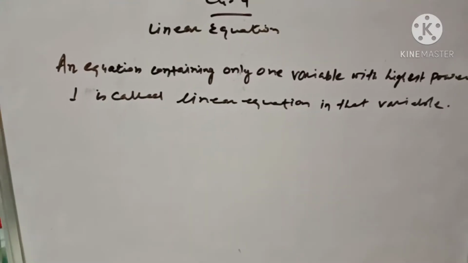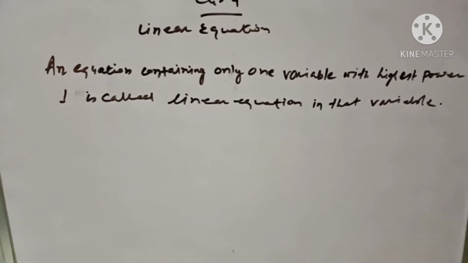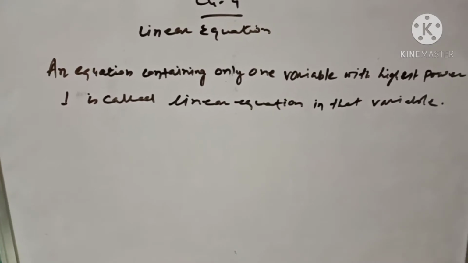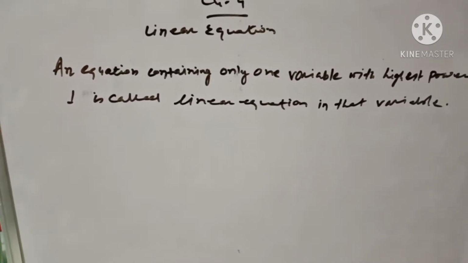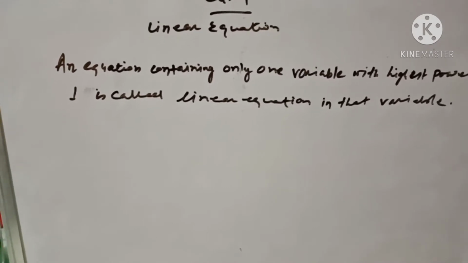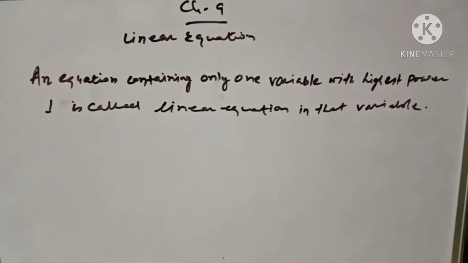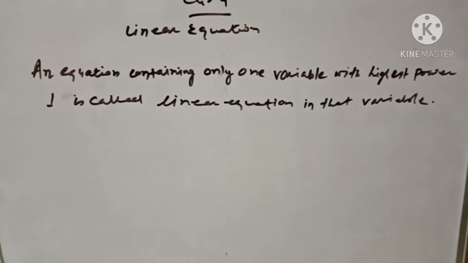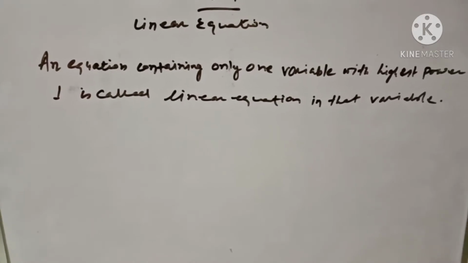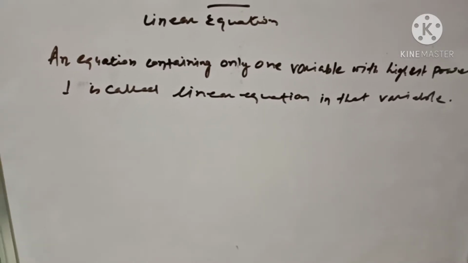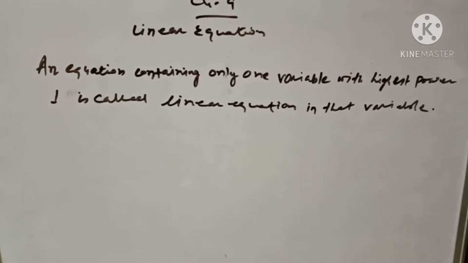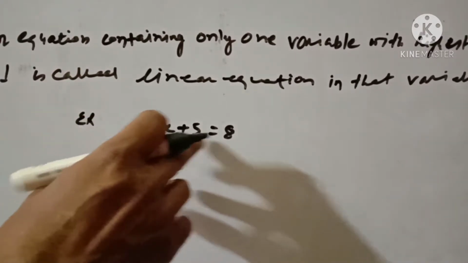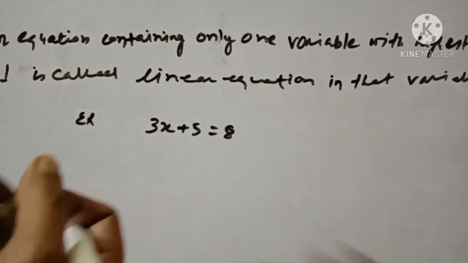Chapter 9, linear equations. First of all, we have to know what we mean by a linear equation. An equation containing only one variable with highest power 1 is called a linear equation in that variable. In the study material, I have already sent the definition, because in this chapter we have to solve statement types of problems and linear equations. No inequality. Suppose one example is given: 3x + 5 = 8, find the value of x.